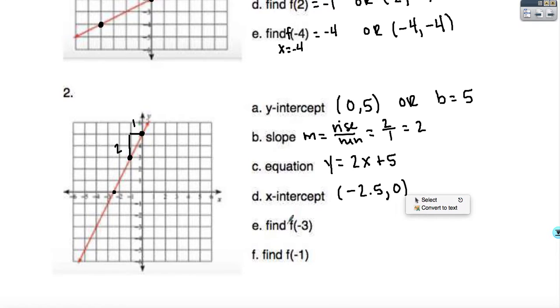On part E, it asked me to find f of -3. So that means I'm going to look for -3 on my x-axis, and I'm going to follow it down to where I have something on my red line. And that looks like it would be at -1. So f of -3 is equal to -1, or you might see it written as a coordinate, and that would be (-3, -1).